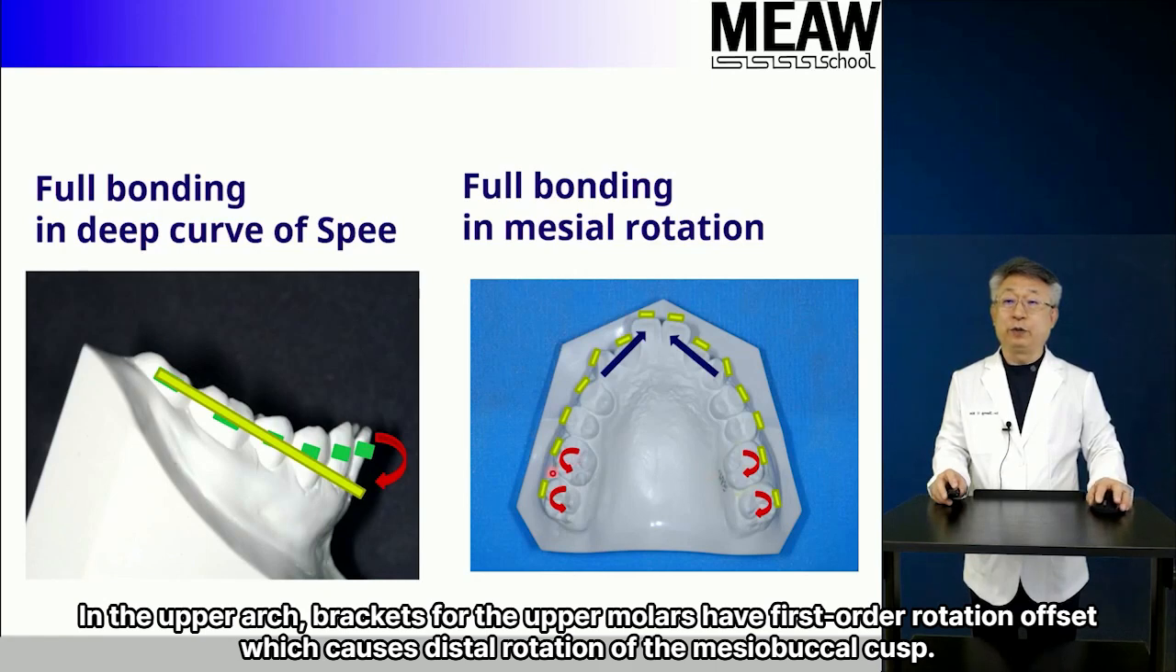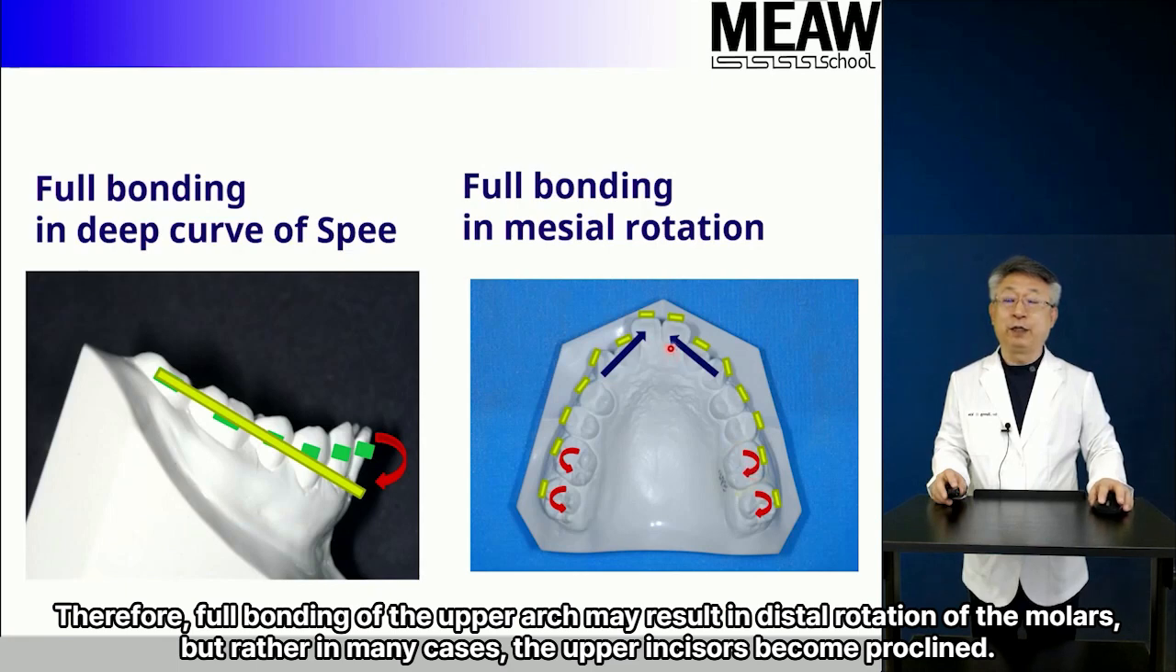In the upper arch, brackets for the upper molars have first-order rotation offset, which causes distal rotation of the mesiobuccal cusp. Therefore, full bonding of the upper arch may result in distal rotation of the molars, but rather in many cases, the upper incisors become proclined.